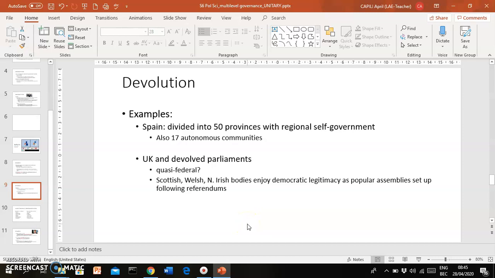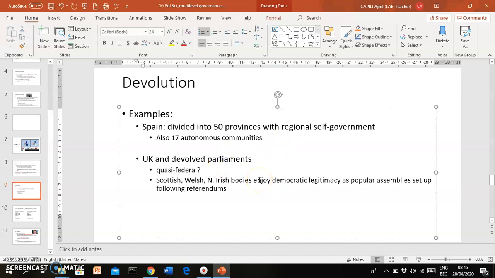For instance, these are just examples of devolution. Spain was divided into 50 provinces, and these provinces can govern themselves. Also, there are 70 autonomous communities. So, there are government bodies that govern these provinces and these communities.